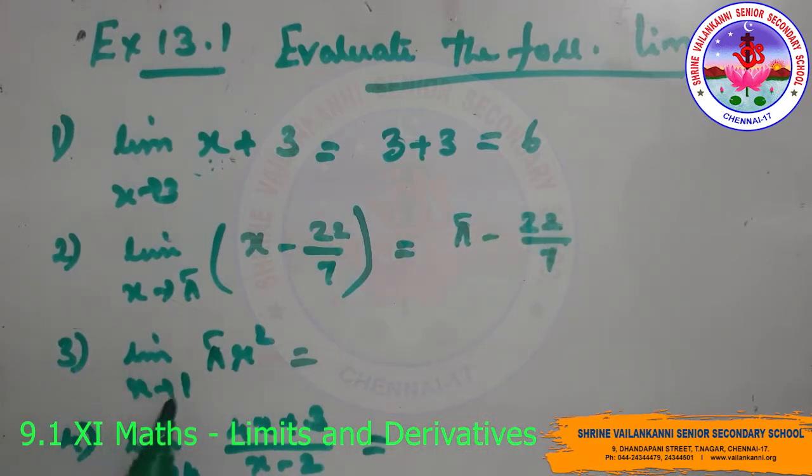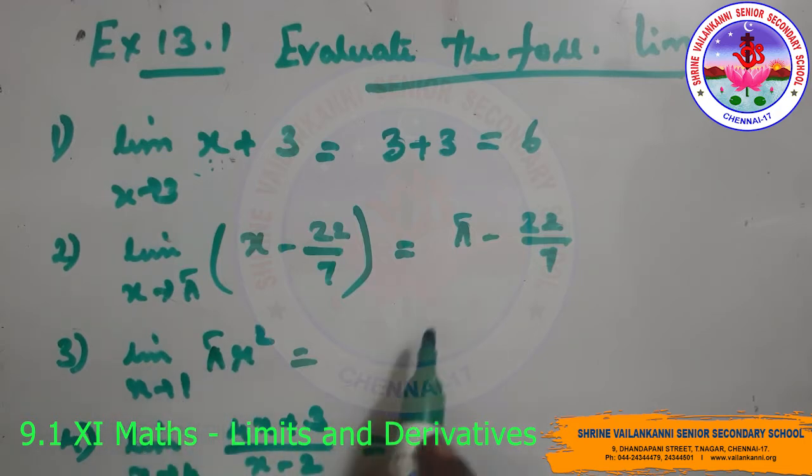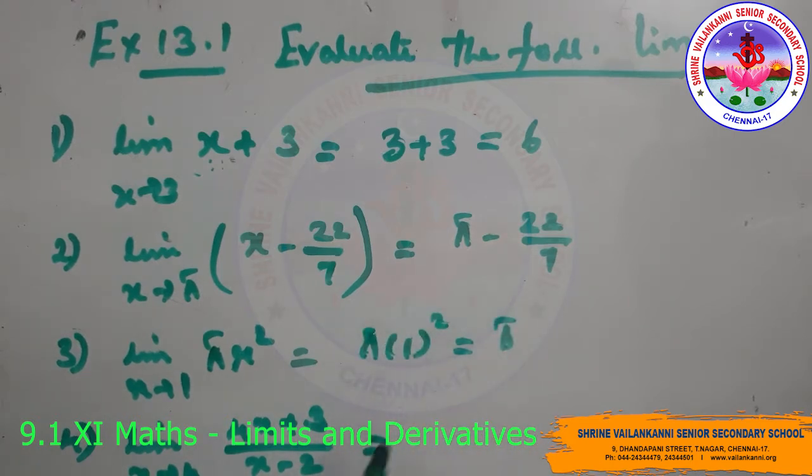And the third one is limit r tends to 1, pi r square. So in the place of r we have to apply the limit. So pi into 1 square, which is pi.